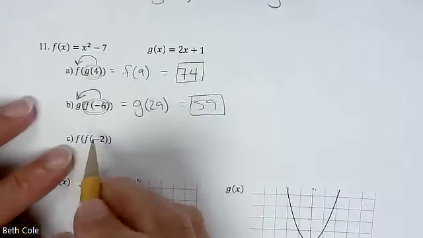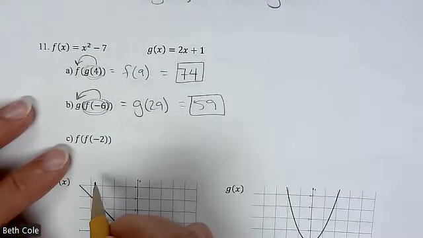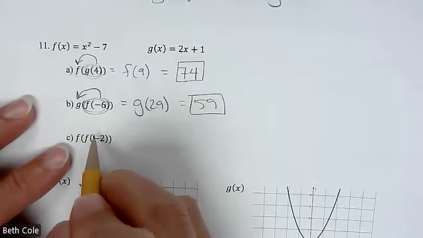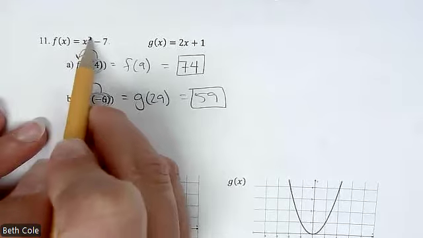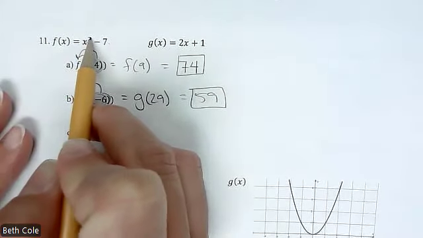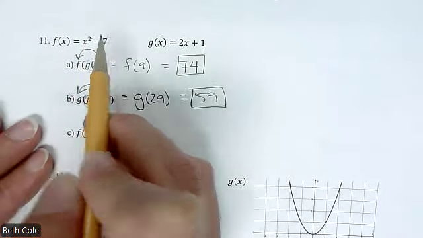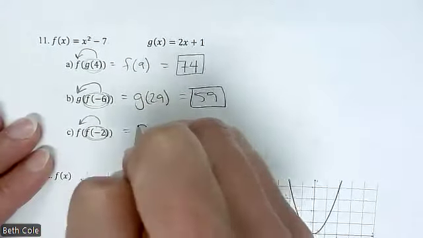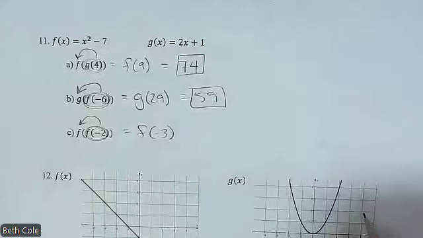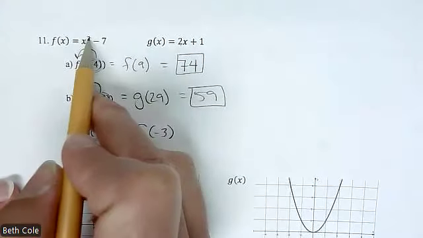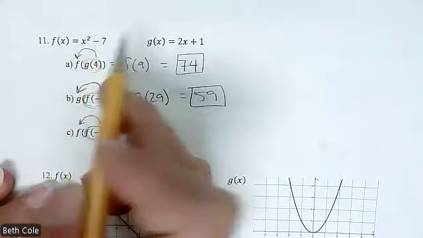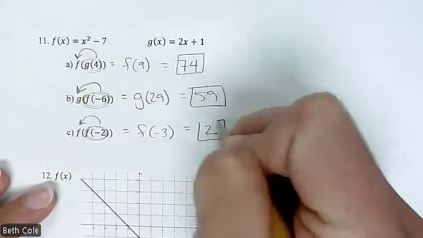Now you can plug it into the same function again. It's sort of cannibalistic, all right? You're going to plug -2 into function f. Here we go. -2 squared. 4 minus 7, -3. And then you're going to plug -3 into function f again. So -3 squared, 9 minus 7 is 2.